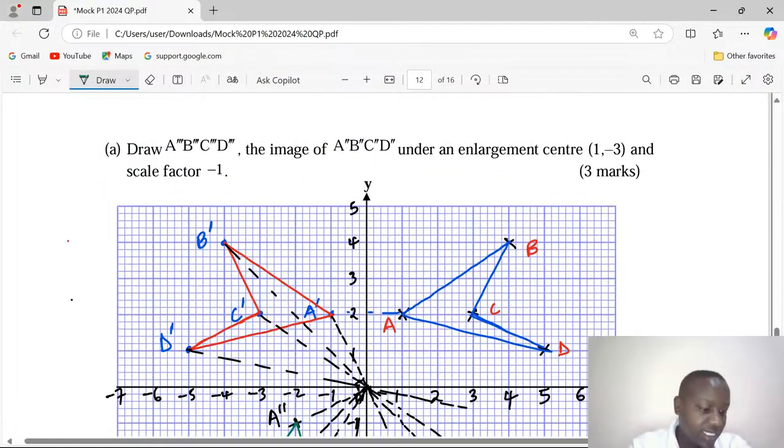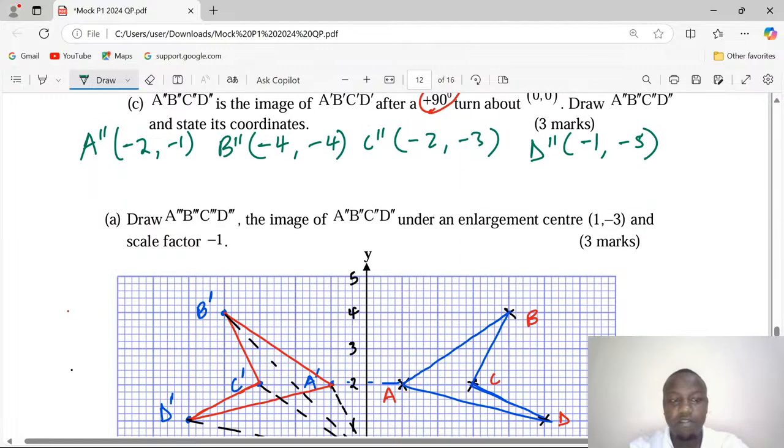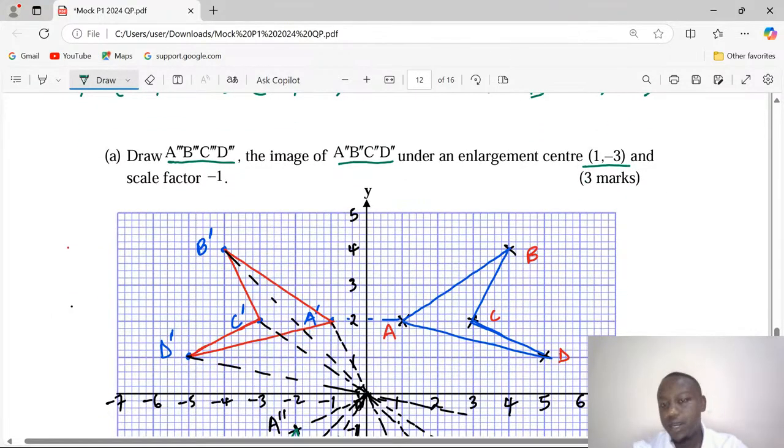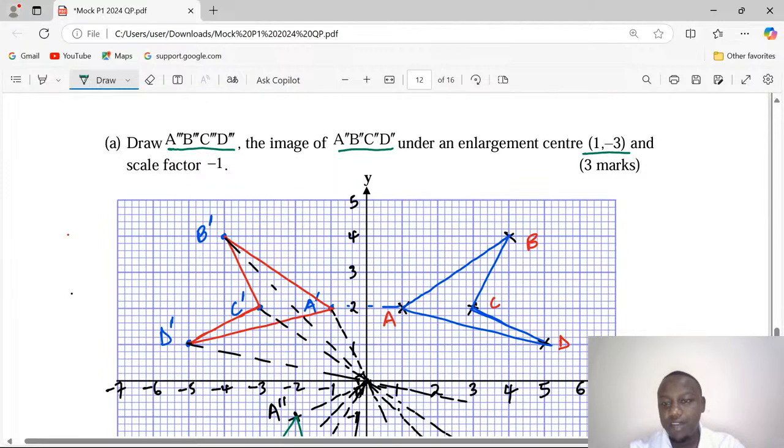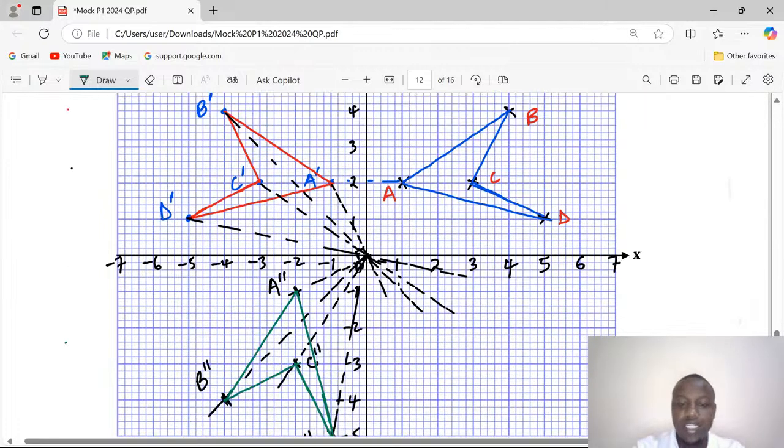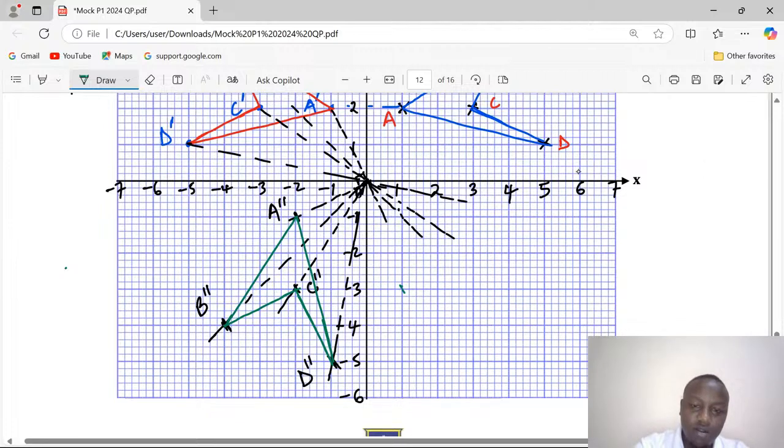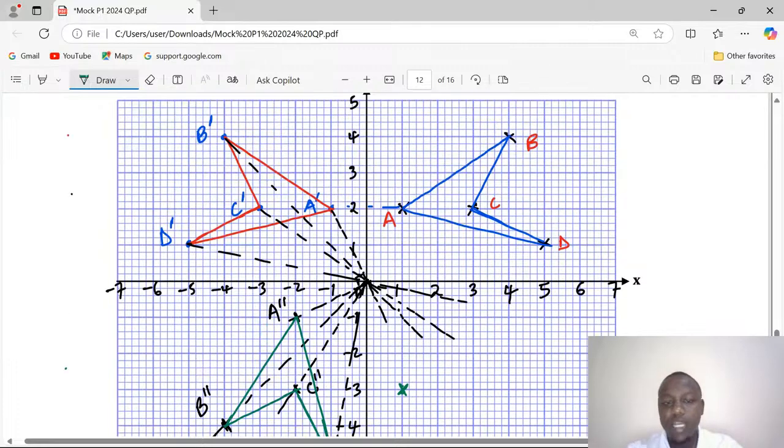And finally, there is one more transformation to be performed. Draw the triple prime, the image of the double prime, under an enlargement, center 1, -3, and the scale factor -1. When the scale factor is negative, the image and the object are usually on the opposite sides of the center. So the center is to be identified first as 1, -3. This one is the center, 1, -3.